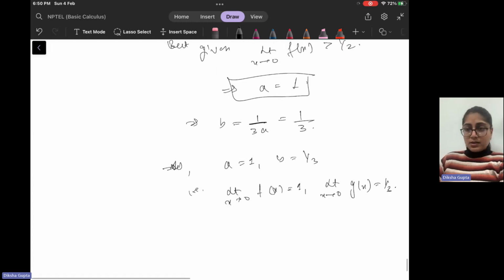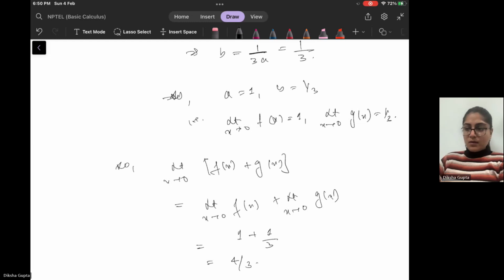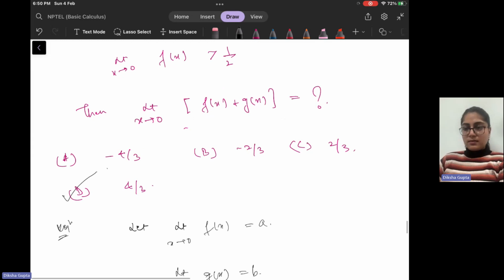But your original question was not to find this. So limit x tending to 0 f(x) plus g(x) will be, by algebra of limits, limit x tending to 0 f(x) plus limit x tending to 0 g(x). Limit x tending to 0 f(x) is 1, this is 1 by 3, so this is 4 by 3. Okay, so our correct option is D.